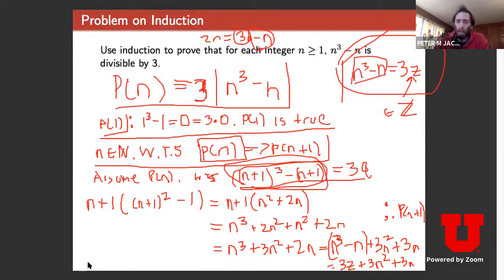Are there any questions about that? How do you know that 2n is 3n minus n?